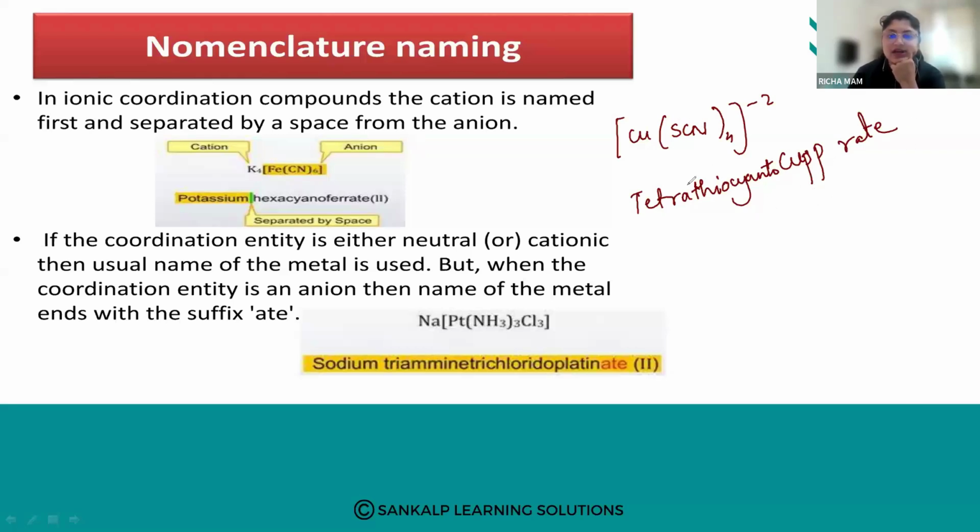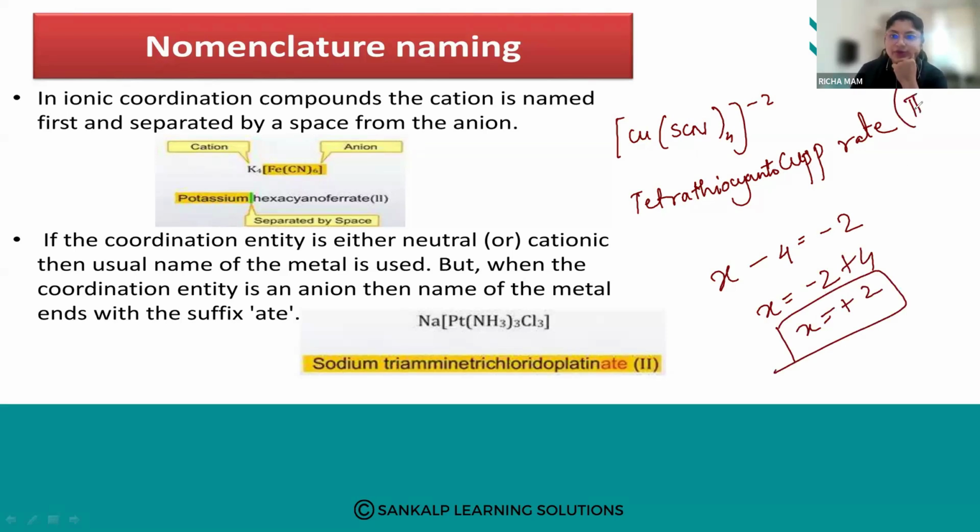Now what is the charge? Copper is x, minus 4 equals minus 2. So x equals minus 2 plus 4, x equals plus 2. So the charge on the metal is 2. So you have to write it in Roman numerals. Very good. Yamuna has answered it.